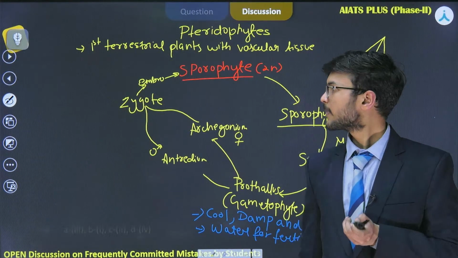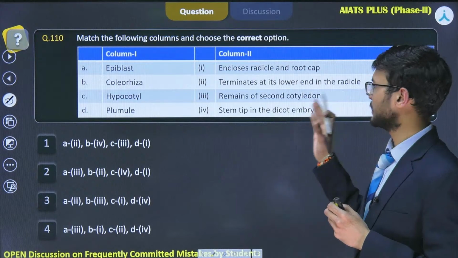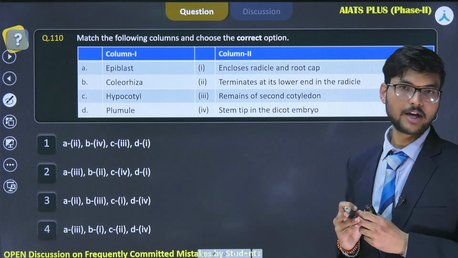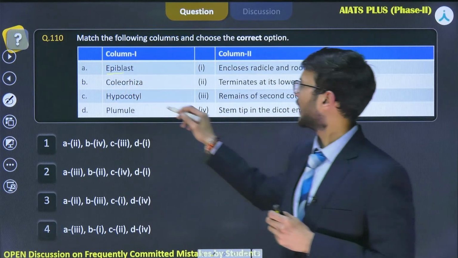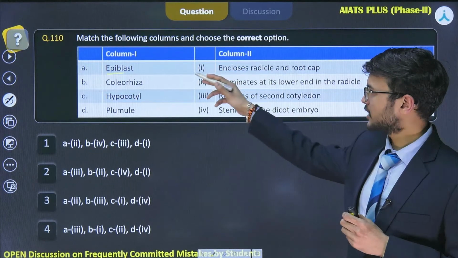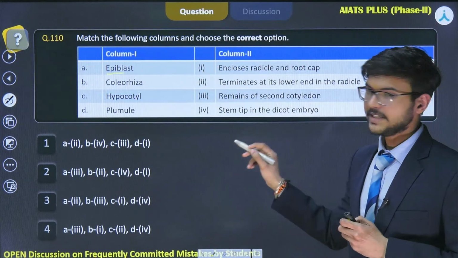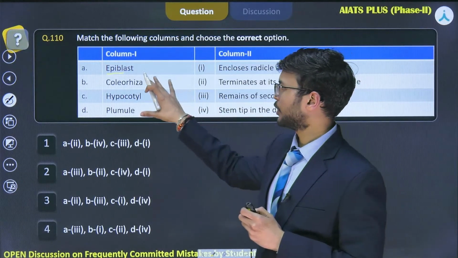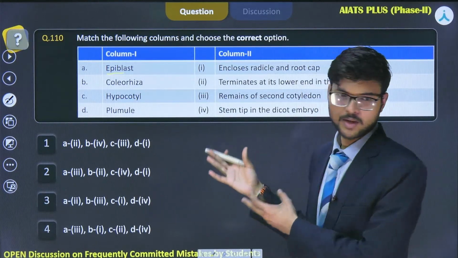Yes, so the next question belongs to question number 110, which belongs to sexual reproduction in flowering plants, and there are certain structures that are given in column 1 and the column 2 comprise of their features. Okay, so we need to match the structure with their specific features. So let's study the embryogeny or the embryo structure of monocots as well as dicots so that we can answer this question which is on the screen.